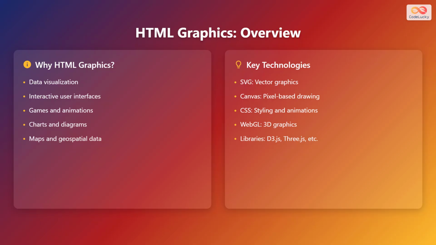The key technologies involved are SVG, which stands for Scalable Vector Graphics and is used for vector graphics. Then there's Canvas, a pixel-based drawing API. We have CSS for styling and animations, WebGL for 3D graphics, and various libraries like D3.js and Three.js that simplify the process.